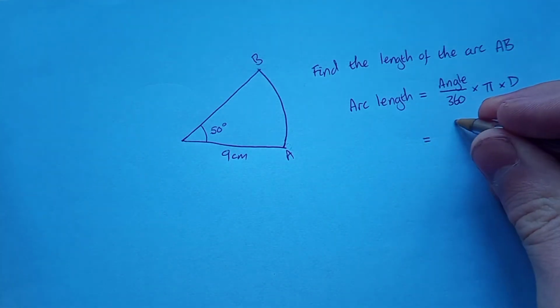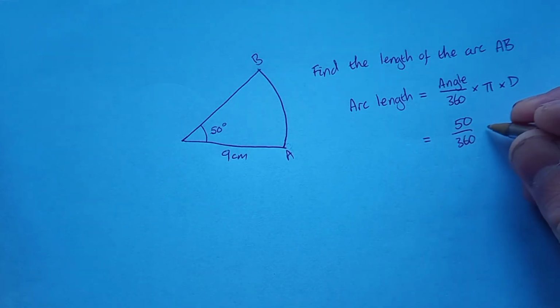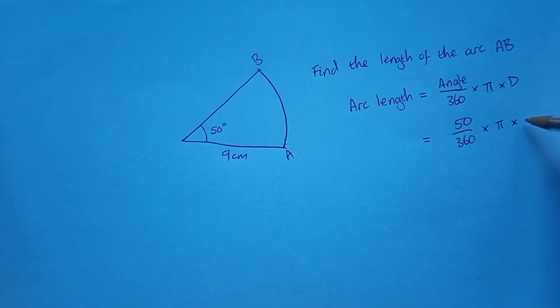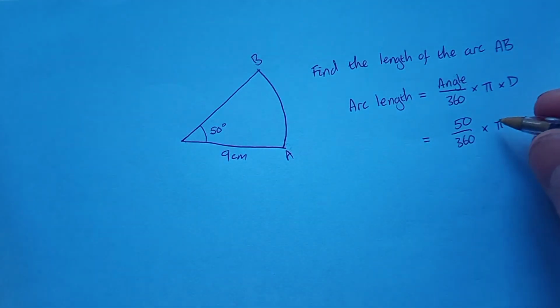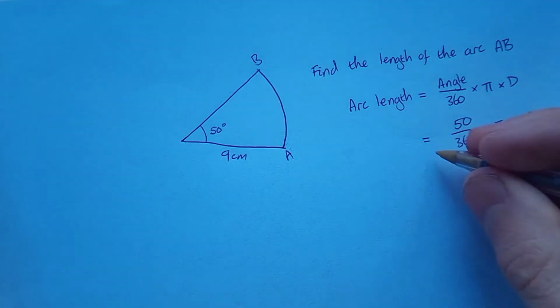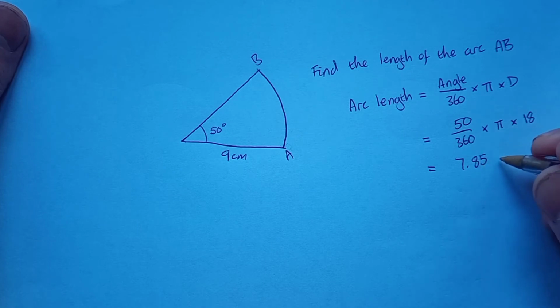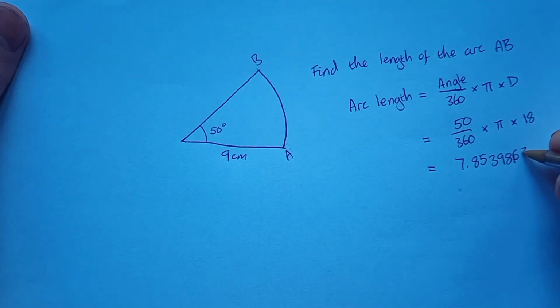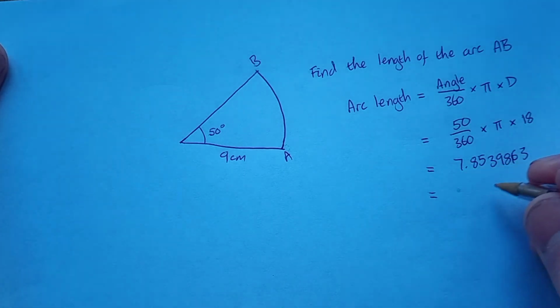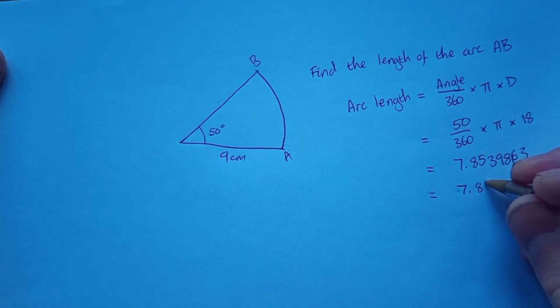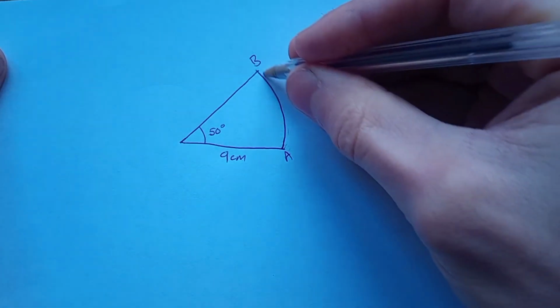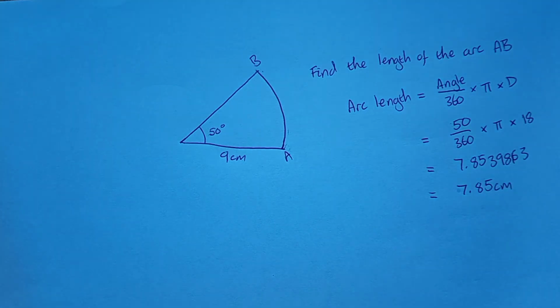So let's use that. So using that, we get 50 over 360 times pi. And remember, it's diameter going in here, so this has got a radius of 9. So it's got a diameter which is double that, so 18. Working that out, we get 7.853981..., etc. And then we can create our rounded answer, which is 7.85. And that's a length, it's an arc length, so it'll just have units of centimeters. Okay, so there is a nice example of using our arc length formula to find ourselves an answer.